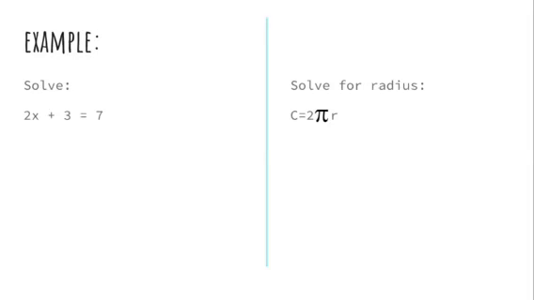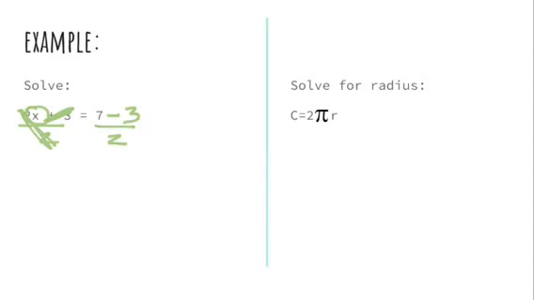In this example, we are going to start by just solving 2x plus 3 equals 7. If I want to solve this, I'm going to subtract 3 from both sides, and that's going to cancel there. And then I'm going to divide by 2. And that's going to give me x. So 7 minus 3 over 2 gives me x.